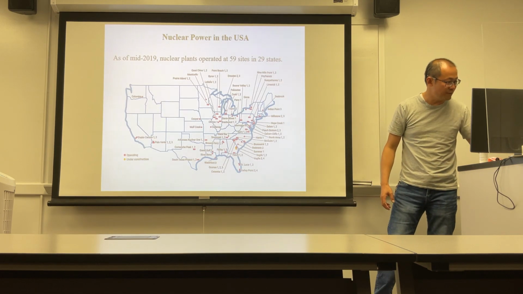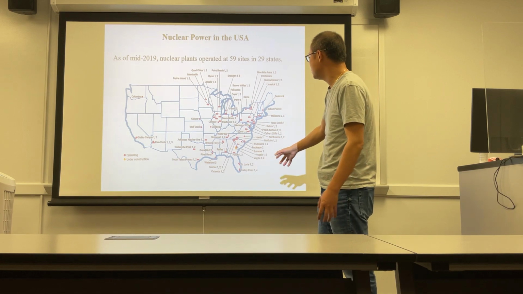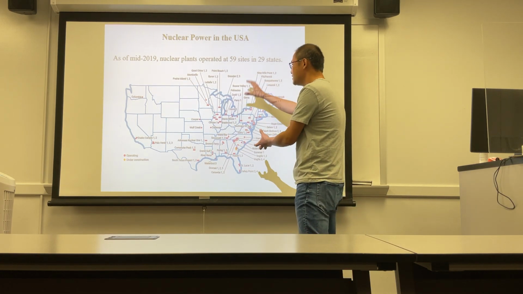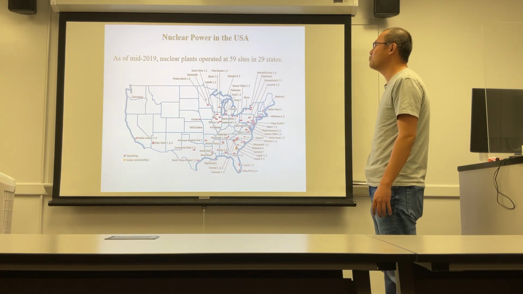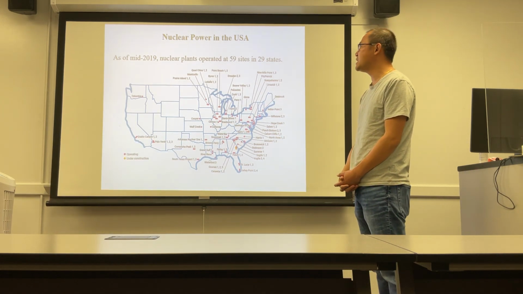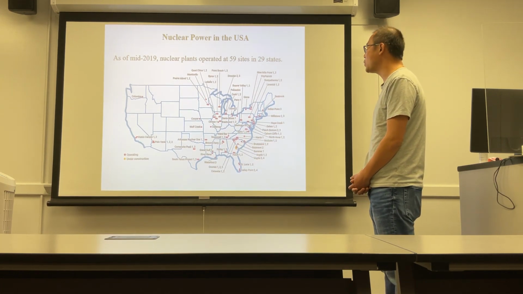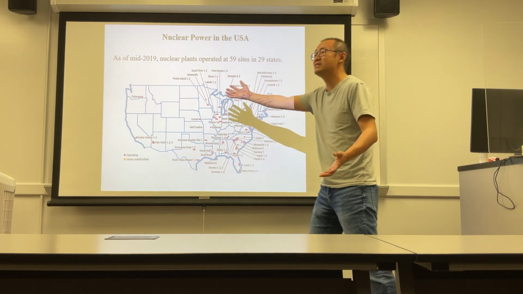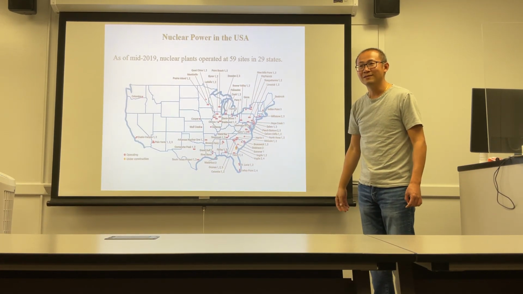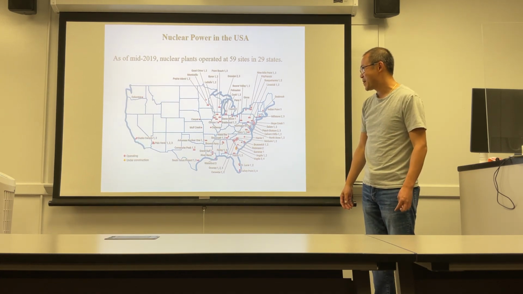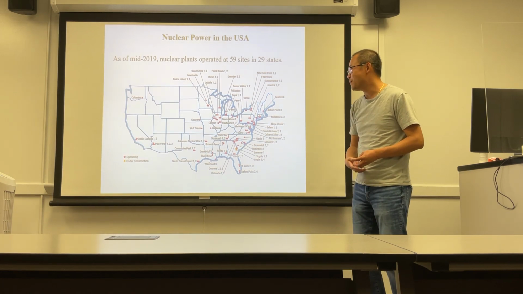Okay, and if you look at the United States, we know nuclear reactors are centralized in the east, southeast, northeast, and midwest part. This map shows that as of mid-2019, nuclear power plants operate at 59 sites in 29 states. Some states don't have one. South Carolina, you guys can guess, do you have any idea how many? Seven. We have six nuclear power plants.